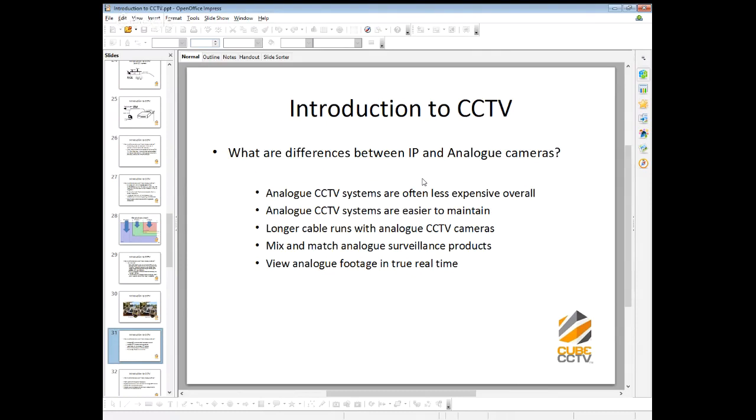Analog cameras are pretty easy to mix and match. So you could connect an analog camera to a DVR, then the DVR can be connected to an IP system. So it gives you a solution that you could mix and match.